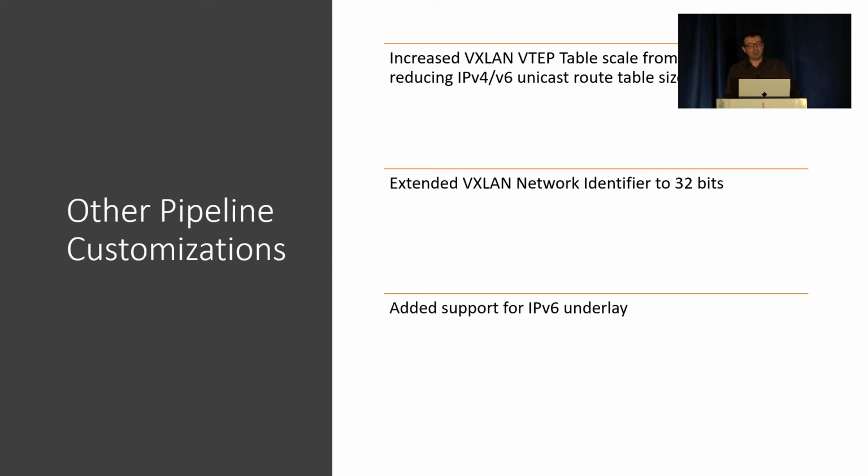Another pipeline customization that we have done: we have reduced the IPv4 and IPv6 unicast route table size, making room for additional space for the VXLAN VTEP table. So we increased the scale by more than one order of magnitude, from 16K to 192K. And thanks to this additional space, we have also extended the VXLAN network identifier to 32 bits and added support for the IPv6 underlay.